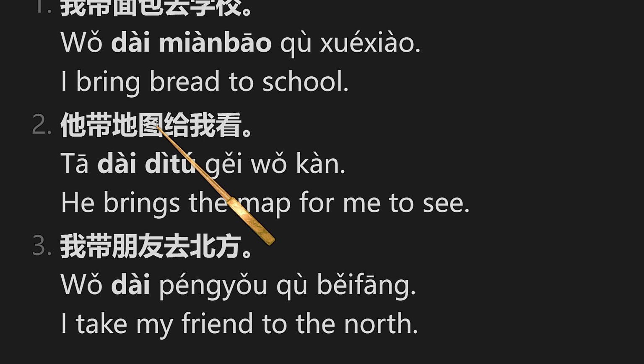Next one. He brings the map for me to see. 他带地图给我看, 给我看. 他带, he brings, he takes, 他带地图, also the same situation. He takes a map and gives it to me. But here it is he brings the map for me. Also, be careful. 他带地图, he takes, he brings a map. Here 给 is to give something, but here it is just for someone. Also, the second meaning of 给 is for someone. 给我看, for me to see. 他带地图给我看. Be careful.